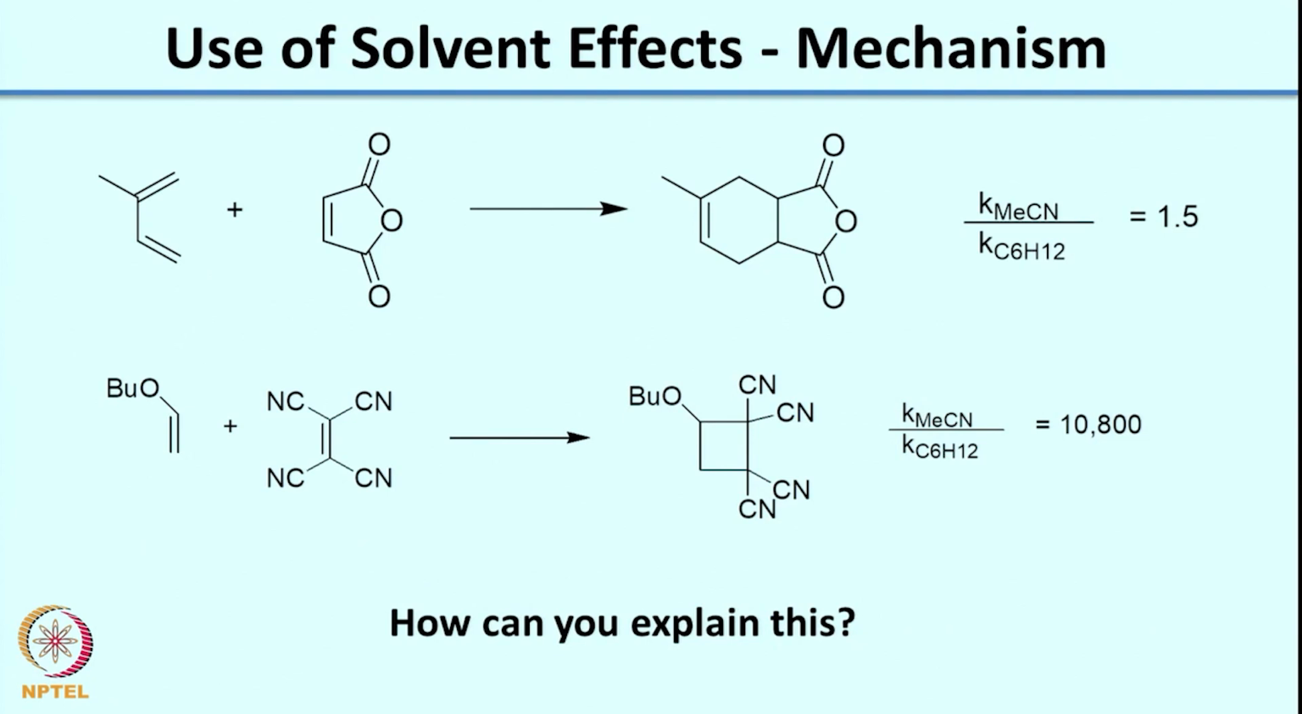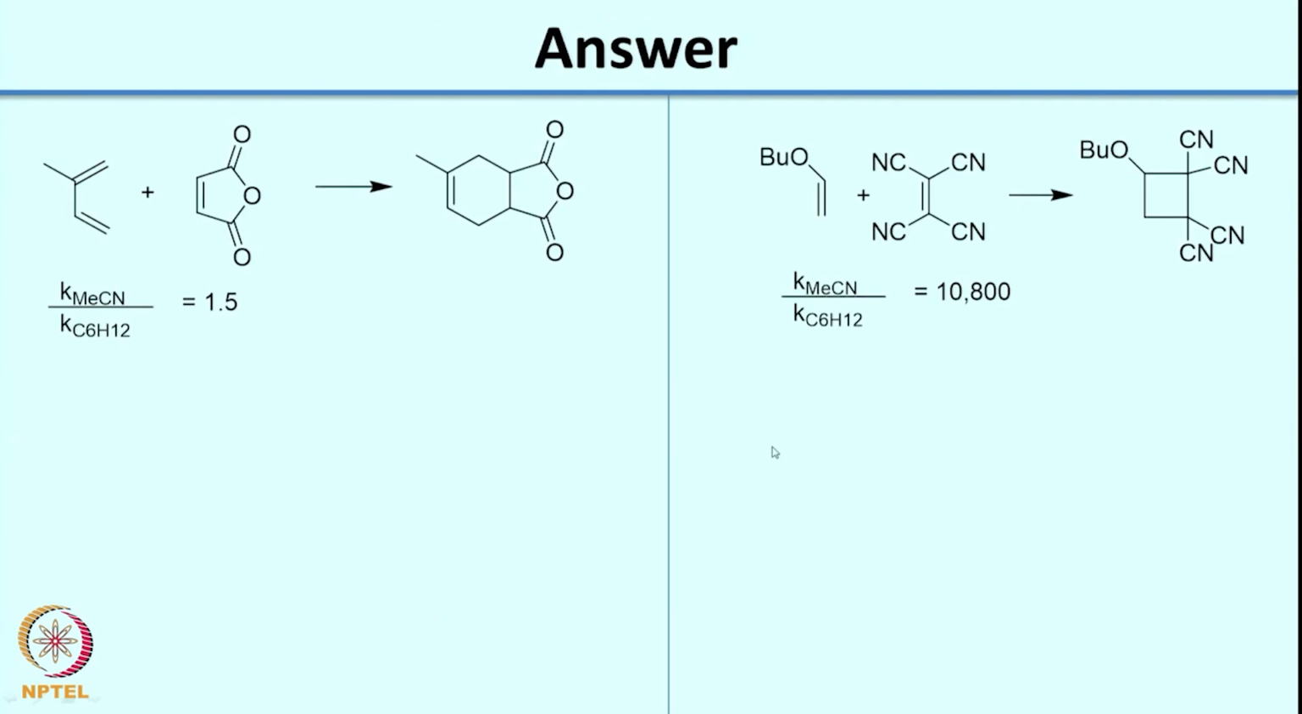There were two reactions given to you. In the first case, you see that the solvent effect is not dramatic, whereas in the second case you see a large effect on reaction rate when you increase the solvent polarity from cyclohexane to acetonitrile. So, how will you explain this? Hopefully you had time to work out this problem, and let us look at the solution. The first reaction, as I told you, is an example of a 4 pi plus 2 pi cycloaddition reaction, also called the Diels-Alder reaction.